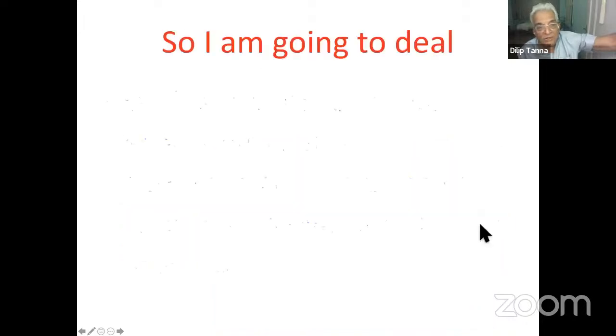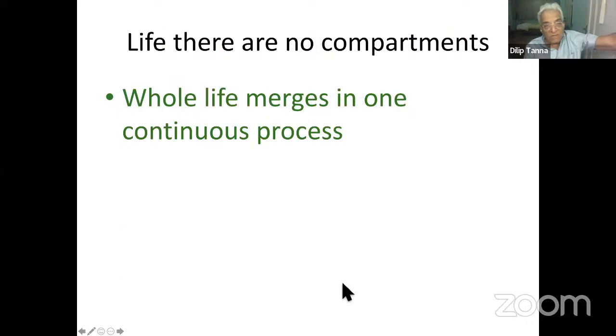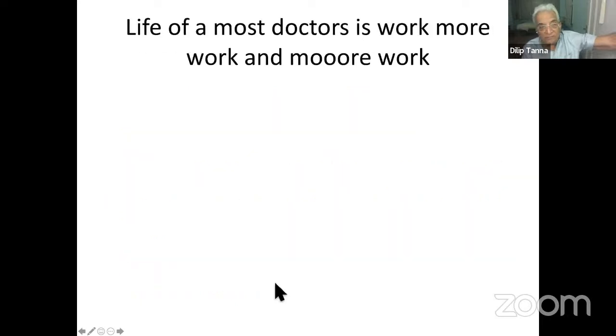So I am going to deal with the academic, ethics, economics, and extracurricular life as one continuous overlapping life process. Life has no compartments. Whole life merges in one continuous process. I think this is the crux of the whole thing. We are son, student, husband, father, doctor, friend, speaker. And our happiness depends on all of this. It doesn't depend on orthopedic success.